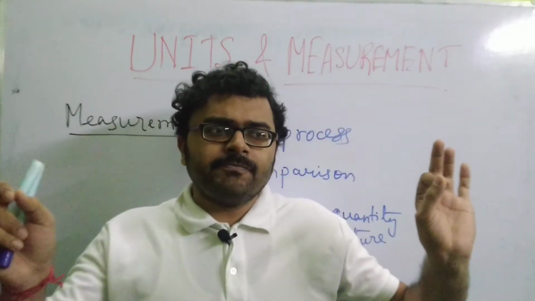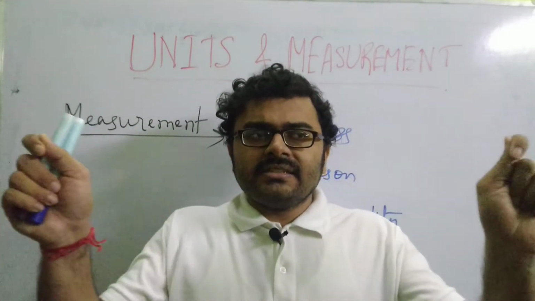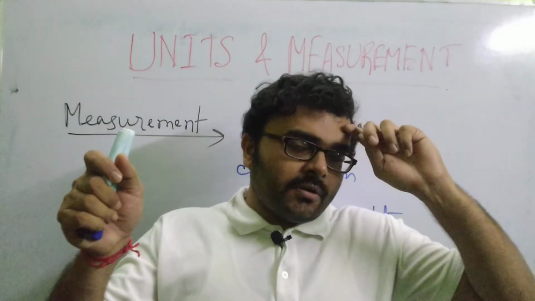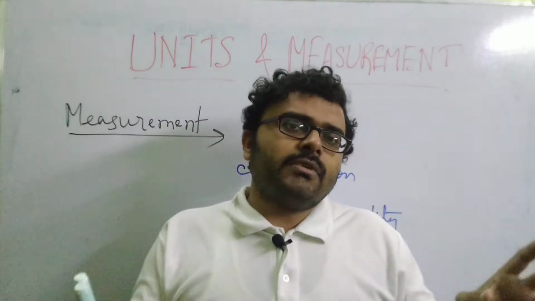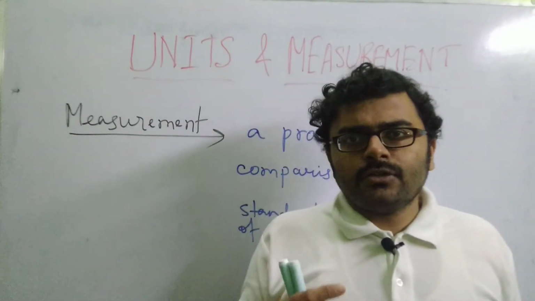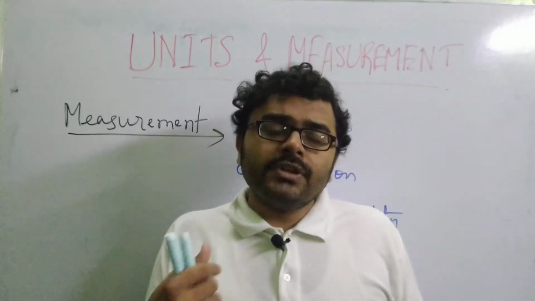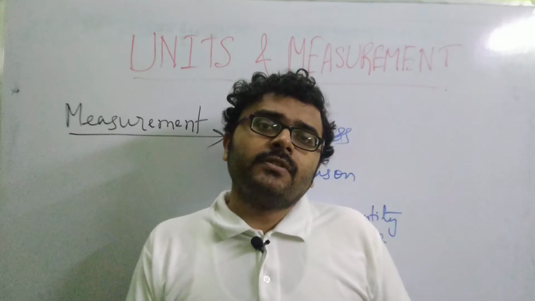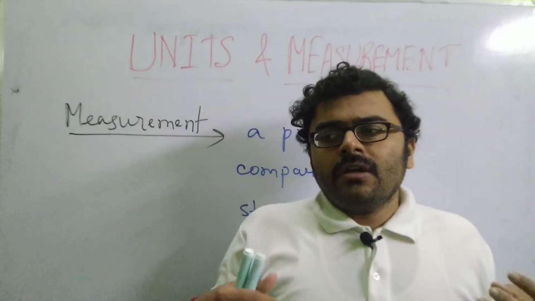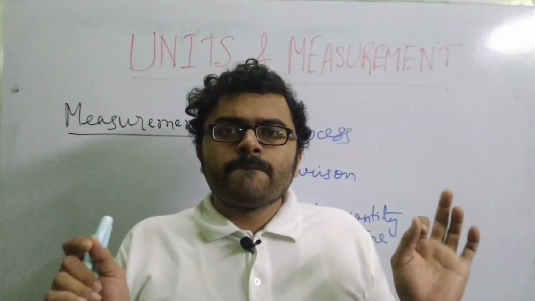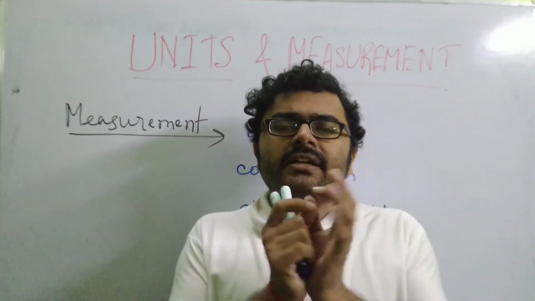You take a piece of string, and say that okay, this length is a standard length. We will compare the length of any object. Say there are two iron rods, and you want to say which iron rod is longer than the other. In this kind of discussion, when you want to determine which iron rod is longer, you need to have a standard measuring device.